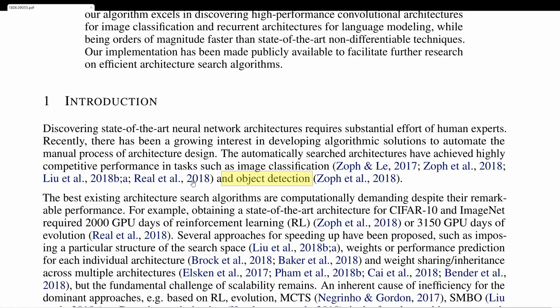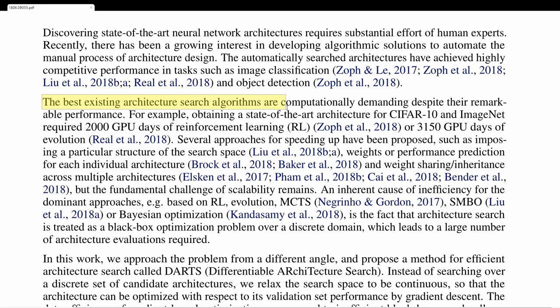The best existing architecture search algorithms are computationally demanding despite their remarkable performance. For example, obtaining a state-of-the-art architecture for CIFAR-10 and ImageNet requires 2,000 GPU days of reinforcement learning, or 3,150 GPU days of evolution. Several approaches for speeding up have been proposed, such as imposing a particular structure of the search space, weights or performance prediction for each individual architecture, and weight sharing or inheritance across multiple architectures. But the fundamental challenge of scalability remains.